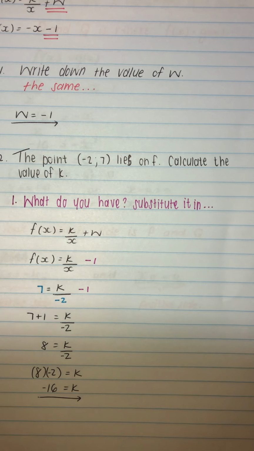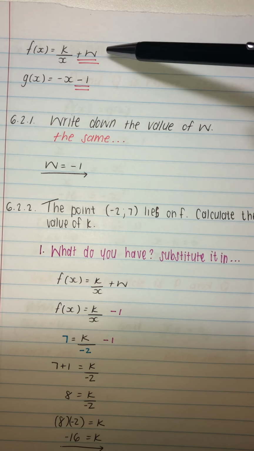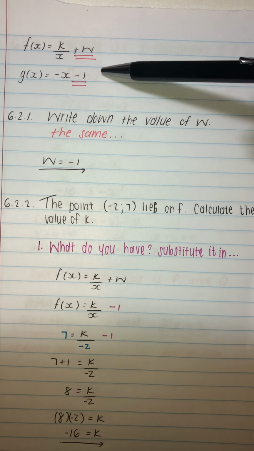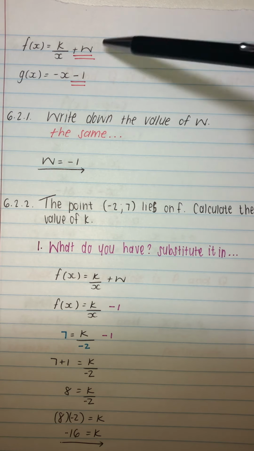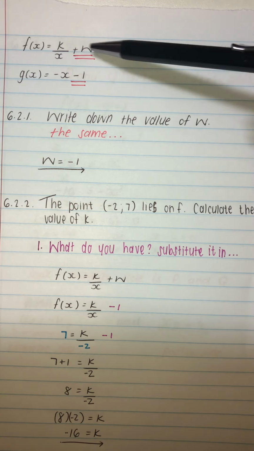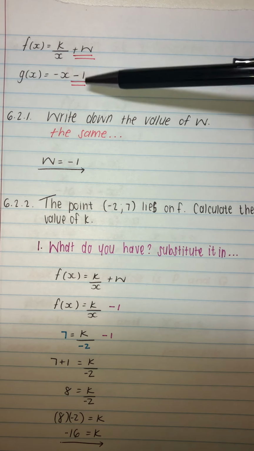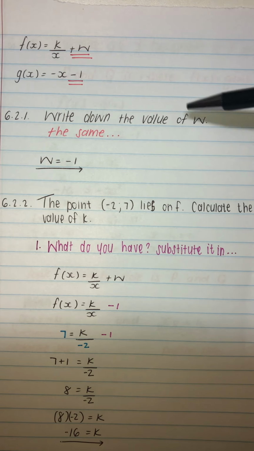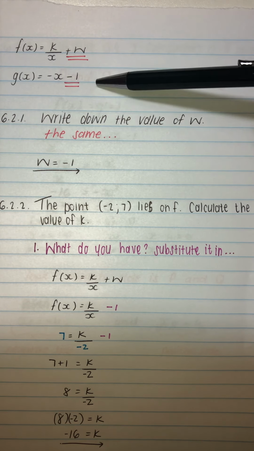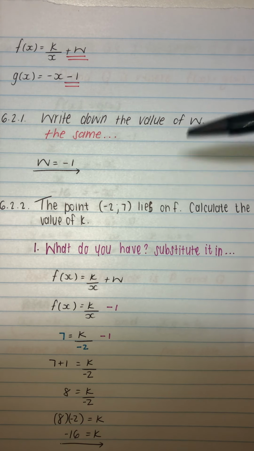Question 6.2.1: write down the value of w. With this in mind, this w is the exact same as this negative 1, because if you look at the formula, it's going to be a over x plus q and mx plus q, or plus c, but the basis of it is this two is the same. So when they ask to write down the value of w, it's going to be negative 1, and that's why it only counts 1 mark.